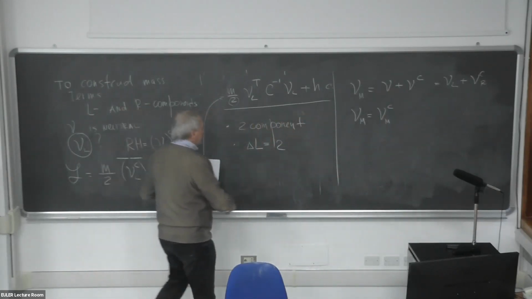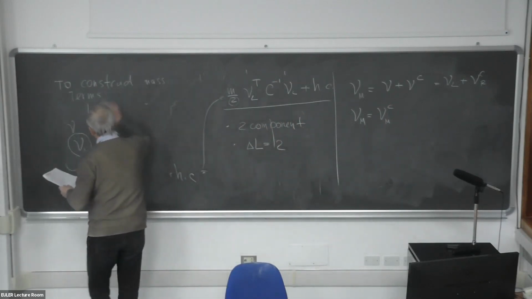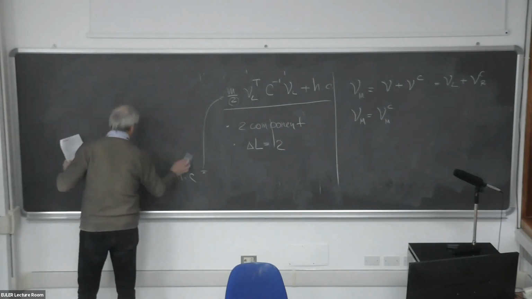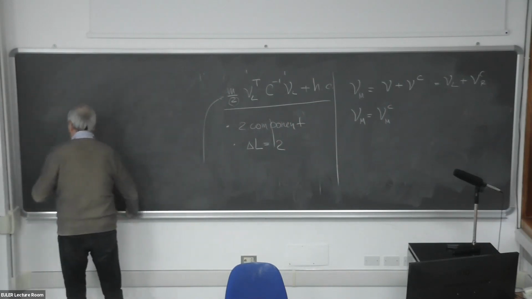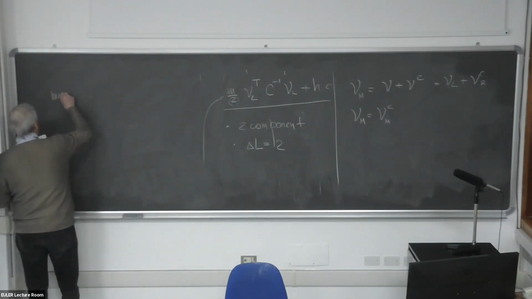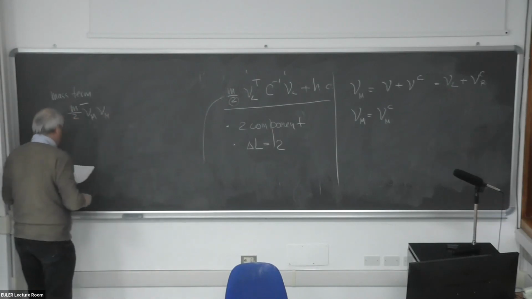So let us find what the mass term for this Majorana neutrino looks like. As for any fermion, we write the mass term as m/2 times the Majorana conjugate.